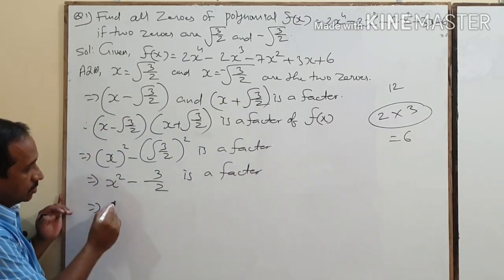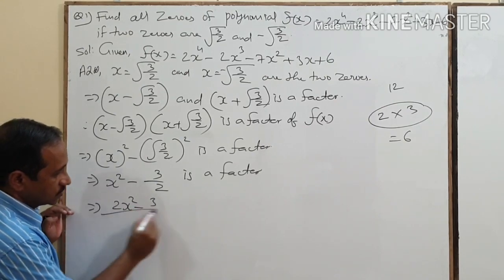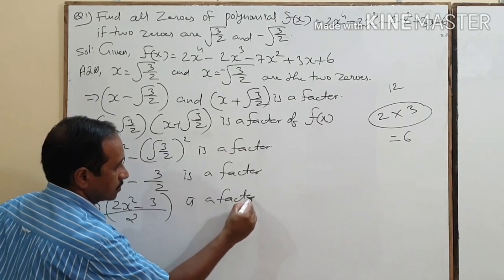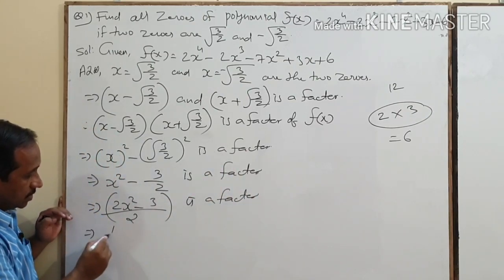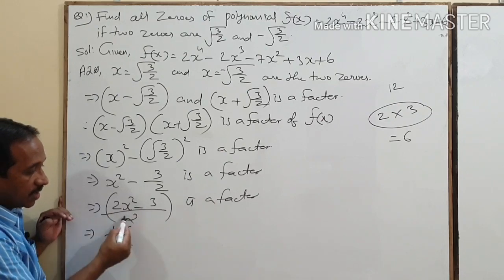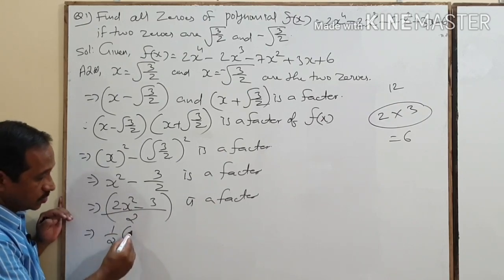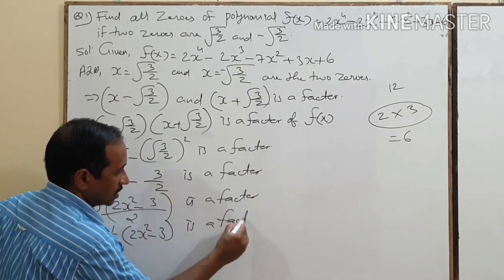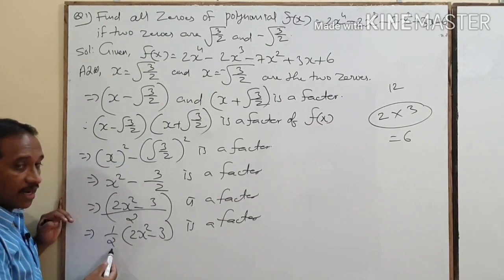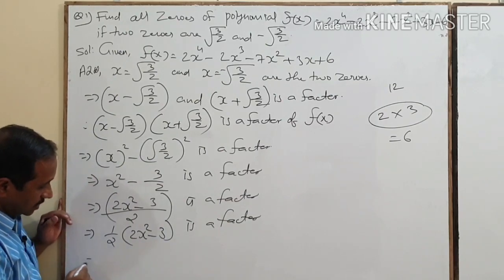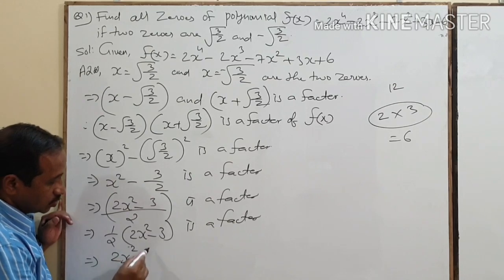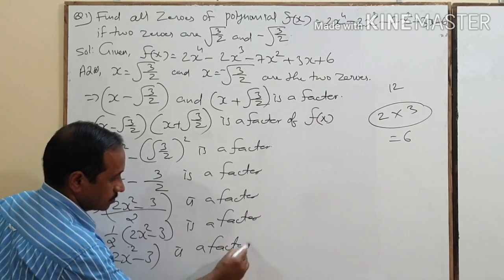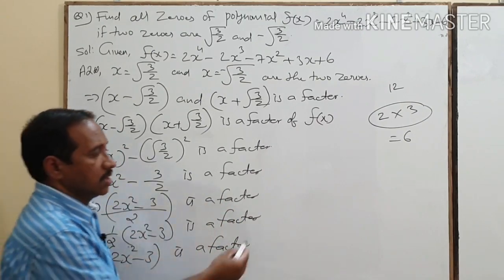Taking the LCM, 2x square minus 3 whole divided by 2 is a factor. That means this whole divided by 2 can be written as 1 by 2 into 2x square minus 3 is a factor. If 1 by 2 into 2x square minus 3 is a factor, then definitely we can say 2x square minus 3 is a factor. I will explain to you.